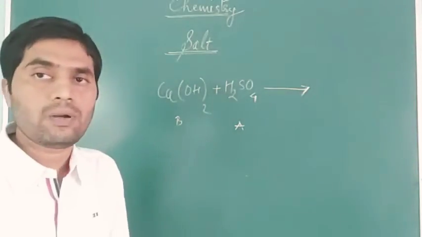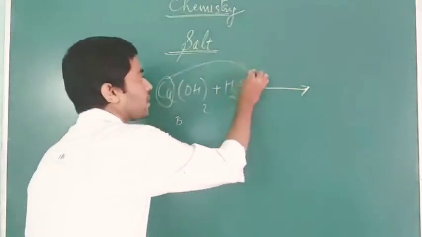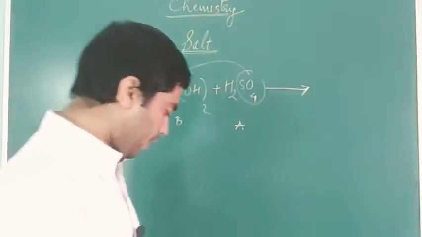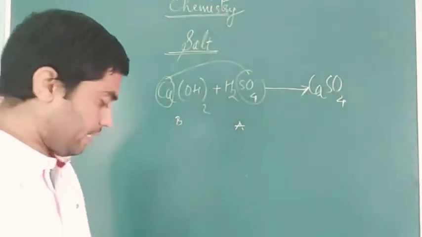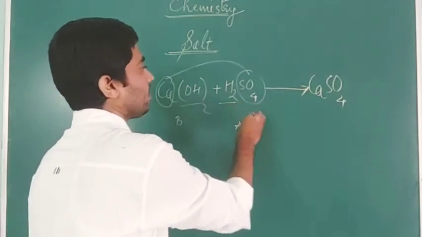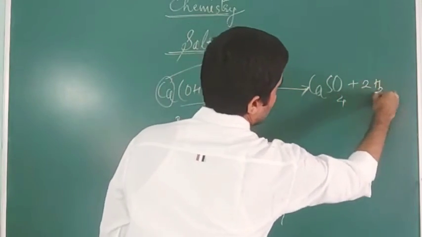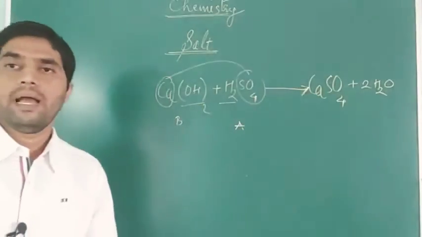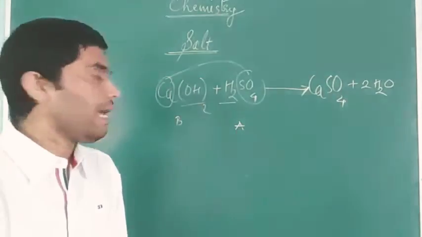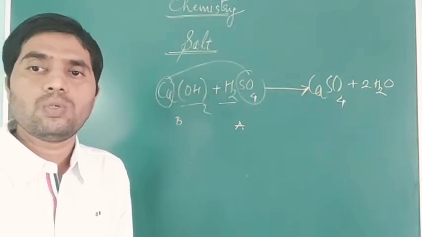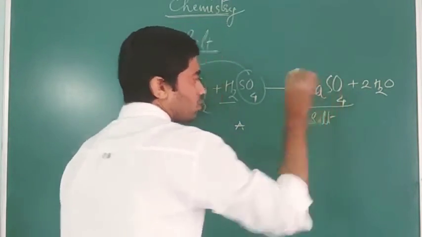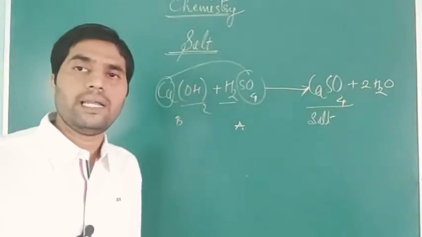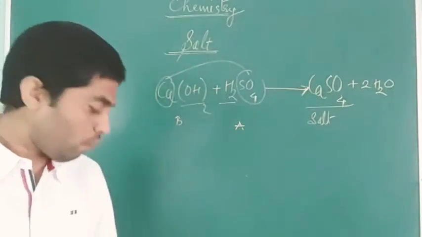Because a neutral substance is formed in the neutralization reaction, the calcium reacts with SO4 and gives calcium sulfate, CaSO4, and the remaining OH and H2 give rise to twice H2O. As we have seen, acid and base react to give salt and water. So calcium sulfate is a salt. This is the definition of salt and this is the proof of the definition.